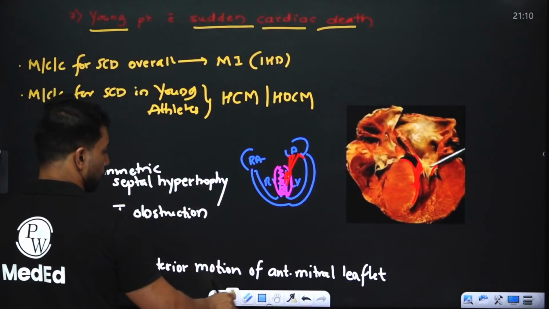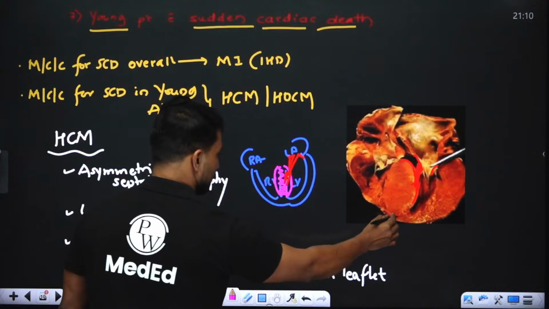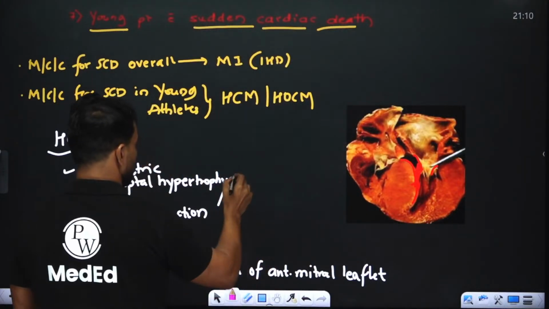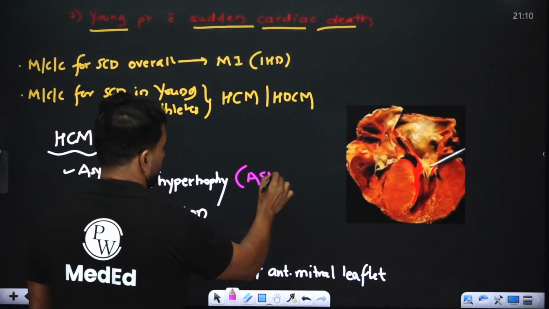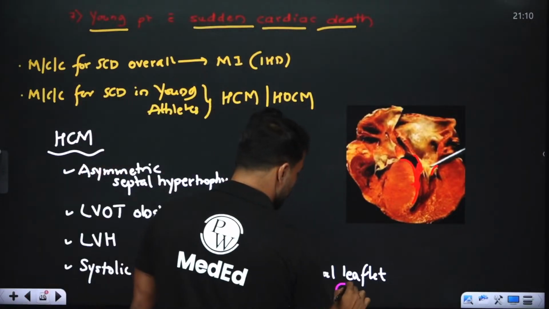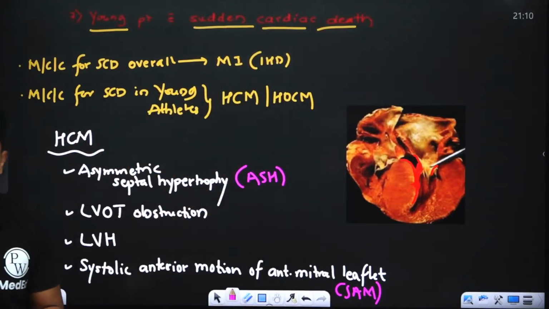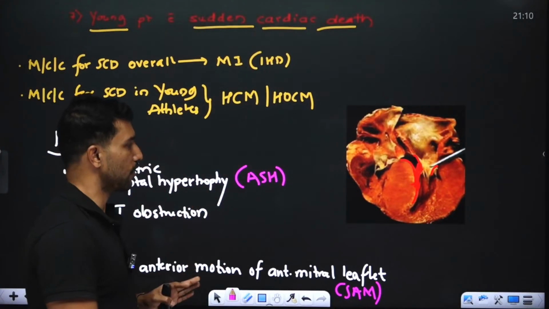Asymmetric septal hypertrophy, we can abbreviate it as ASH, and this systolic anterior motion of mitral leaflet, we will call it SAM. So any echocardiography where ASH and SAM is there, you're thinking of hypertrophic cardiomyopathy.